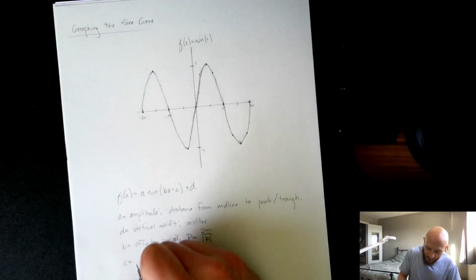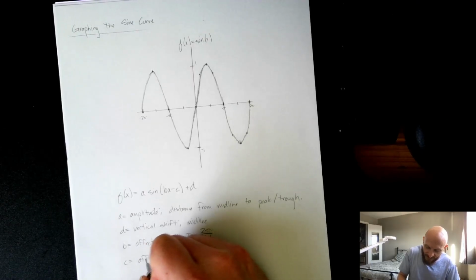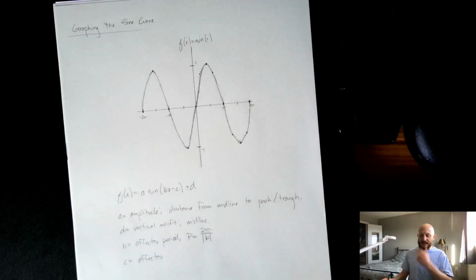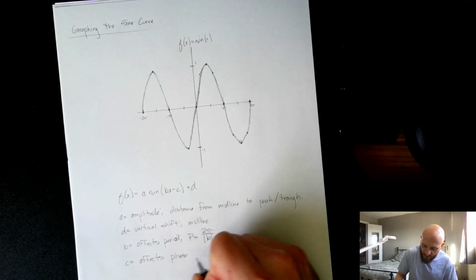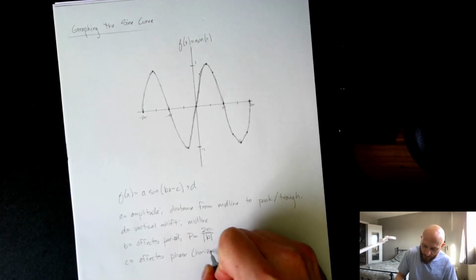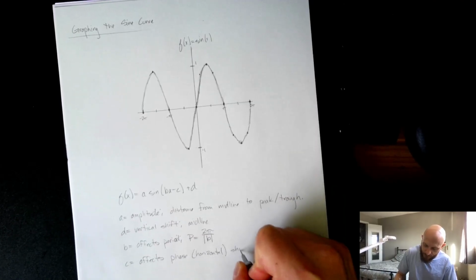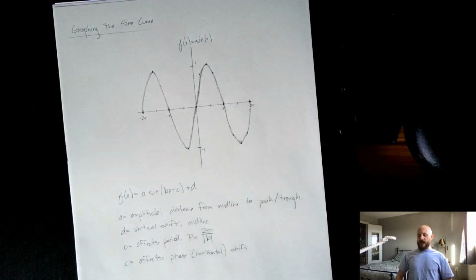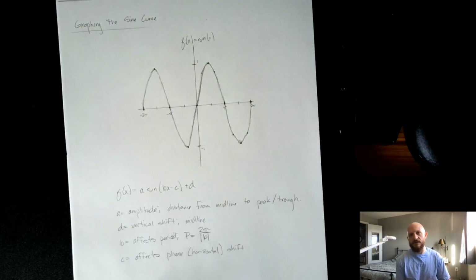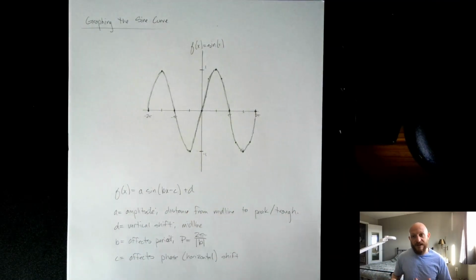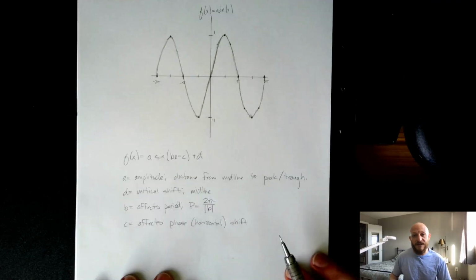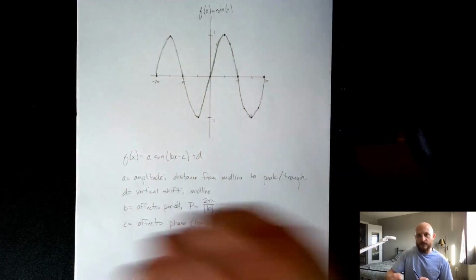C, what does C do? It affects, again, it isn't exactly, but it affects the phase shift. Phase, or the horizontal shift. Phase shift is used, at least as I've seen it, fairly exclusively with sinusoidal functions, wave functions. When you're working with polynomials, like x squared, we usually call it the horizontal shift. It's the exact same thing. The phase shift is just the horizontal shift, how it moves left or right.